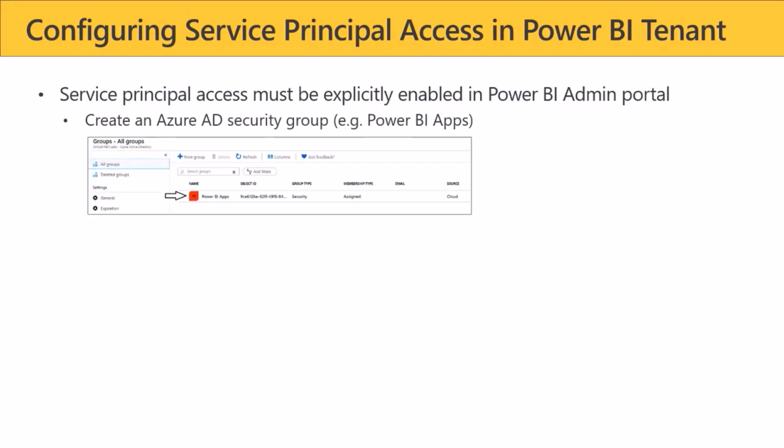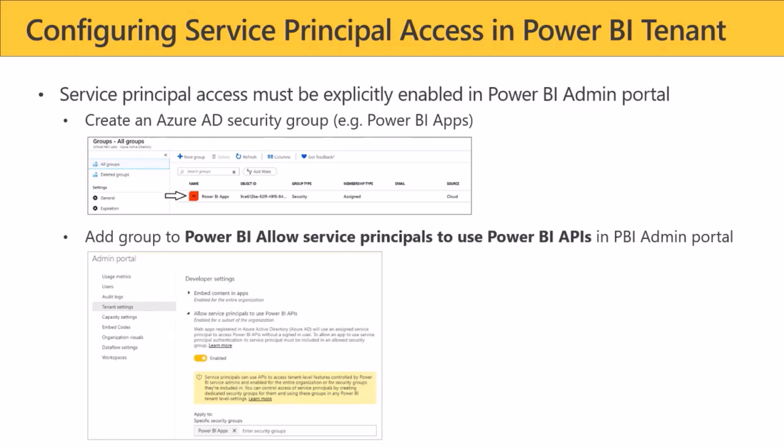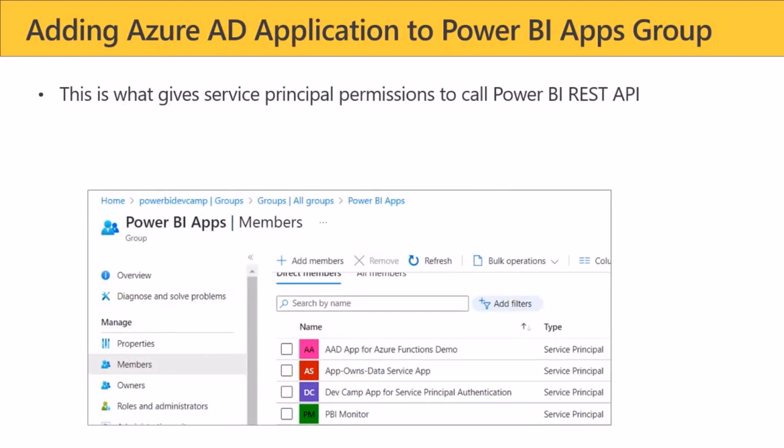We're going to start by creating an Azure AD security group. What I typically do is just name mine Power BI apps. Then here's the part that requires that you're a Power BI tenant admin. We go into the admin portal and add that Azure AD security group to a setting called Power BI allows service principals to use the API. You can't configure service principals directly, so you have to create the group. Then any Azure AD application for a service principal that I want to be able to talk to the workspaces, we add into this group.